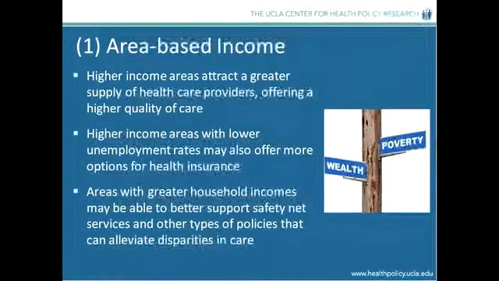Higher income areas also have lower unemployment rates, and they may also offer more options for health insurance. So the residents of higher income areas would be better insured and would have better access to care. Areas with greater household incomes also may be able to better support safety net services because, for example, they have higher real estate taxes to support county hospitals. And so they may be able to support other types of policies that can alleviate disparities in care. They could support a safety net.